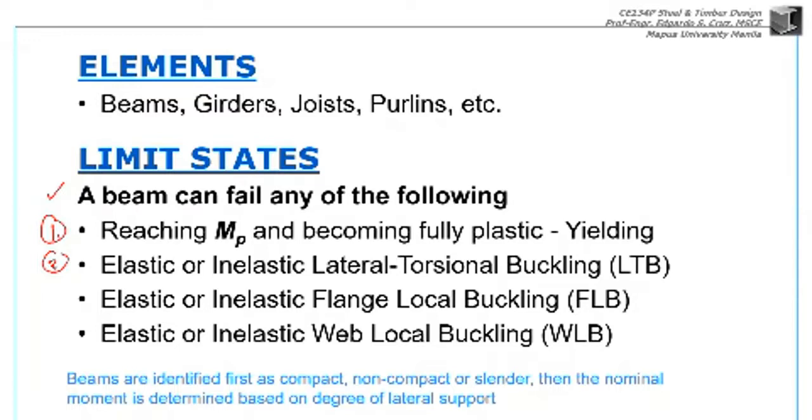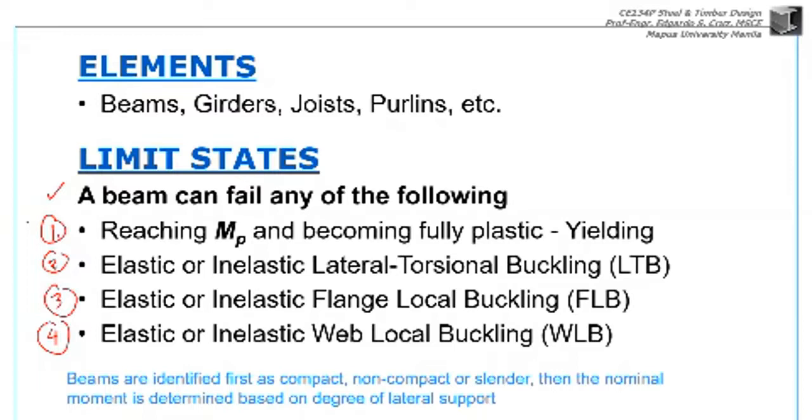Third, we have elastic or inelastic flange local buckling. The fourth is web local buckling. The last two, number 3 and number 4, are localized buckling. It could be happening in the flange part or on the web part of the section. So we have LTB, lateral torsional buckling, FLB, flange local buckling, and WLB, web local buckling.